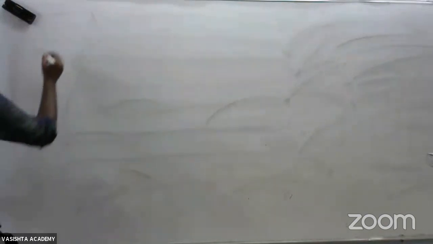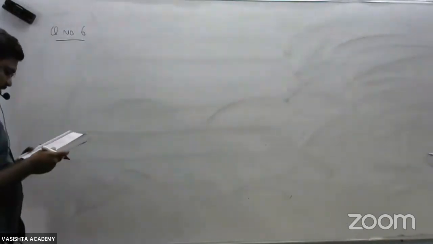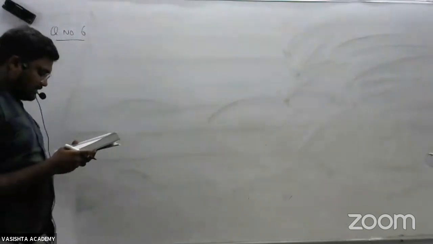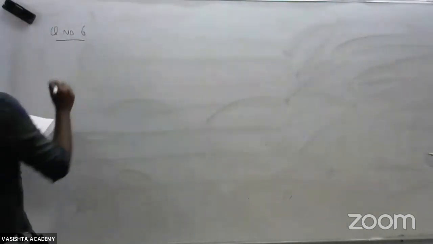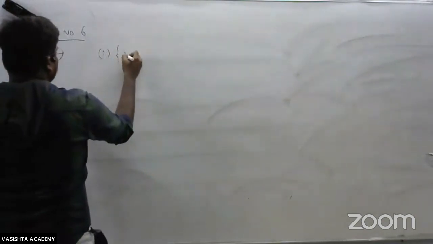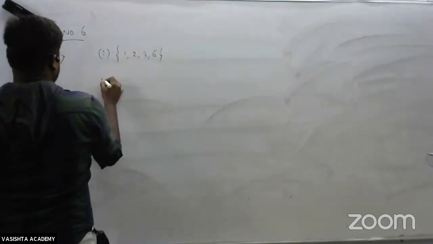Question number 6. It is a matching question. The question is like this: match each of the sets on the left in roster form with the same set on the right described in set builder form. Fine. So I'll write down the question. 1, 2, 3, 6. First one. Please note it down.